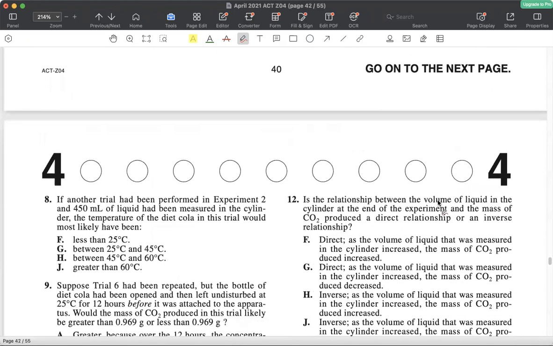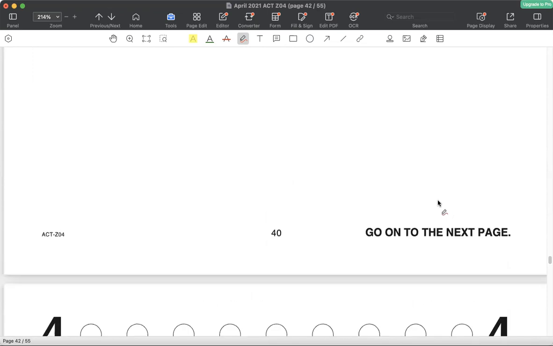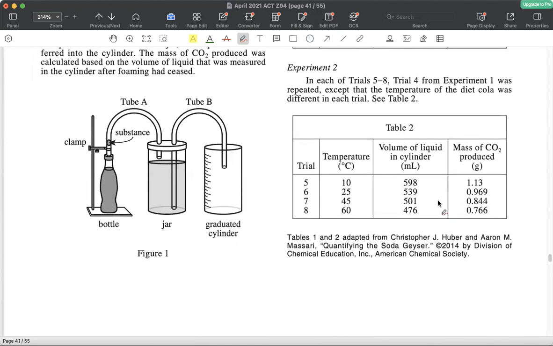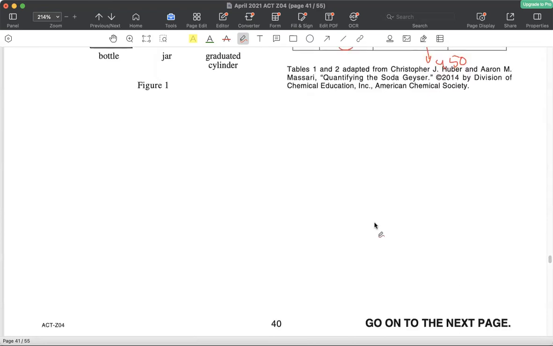Okay. If another trial had been performed in experiment 2 and 450 ml of liquid had been measured in the cylinder, the temperature of the Diet Cola in this trial would most likely have been. So the volume of liquid in the cylinder is 450 ml, right? So it's here. It's below what we have observed, right? So we see that as the temperature goes up, oh, sorry, this is not the correct place for that. 1 second, I'll just cancel this. It's actually here. Yeah, so as the temperature is going up, the volume of liquid in the cylinder is going down. So the temperature should be between 45 and 60, right?